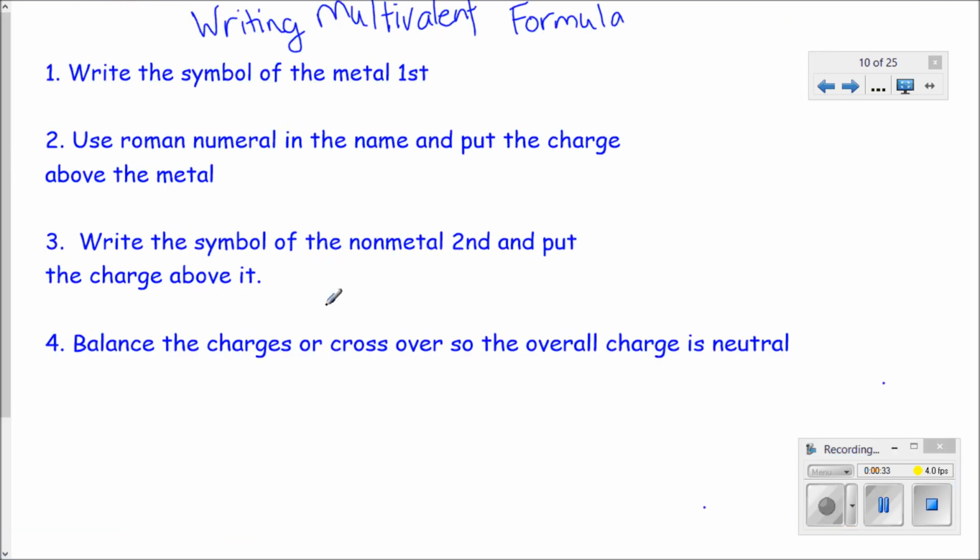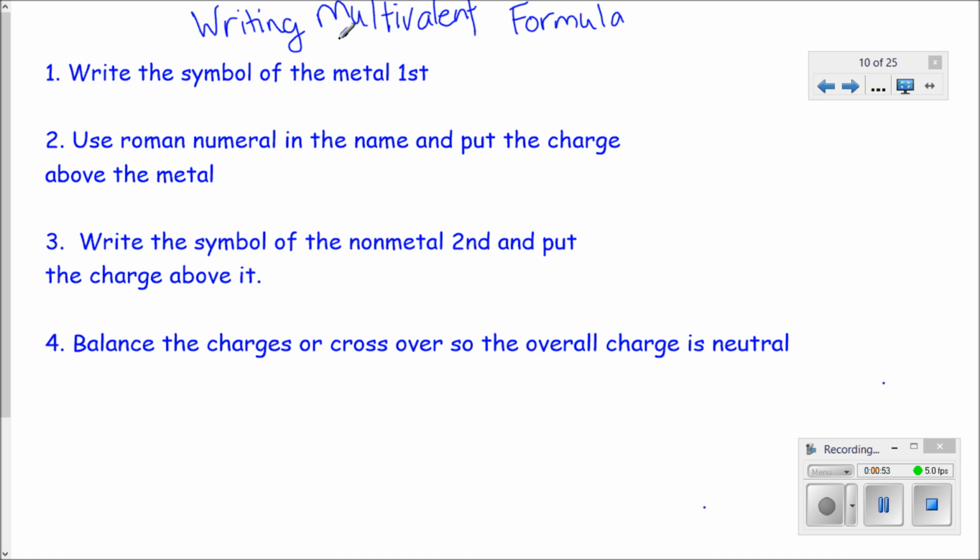So to start, when we have to write a formula for the multivalent compounds, we have to write the symbol of the metal first. We then use the Roman numeral in the name and put the charge above the metal. We then write the symbol of the nonmetal second and put the charge above it. And we balance the charge or cross over so the overall charge is neutral.